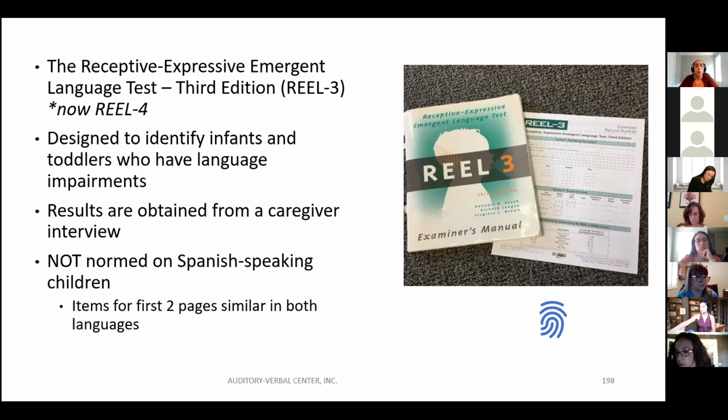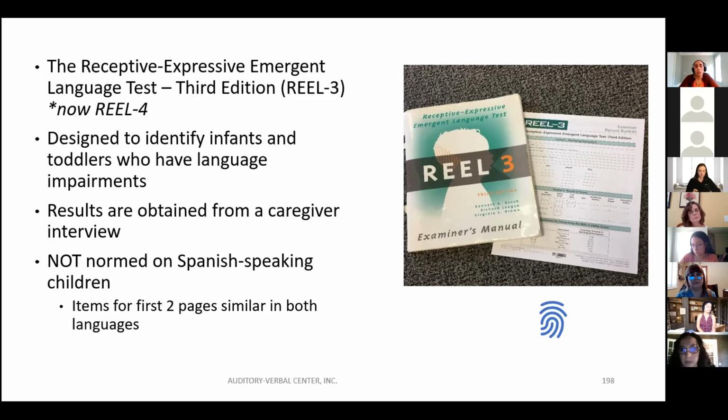So I really wish that we had the REEL available in Spanish. I've actually talked with a colleague, a friend of mine, Aliat Albano, about how we need to make an adaptation. But right now it's not available. It's available only in English. And actually we have the REEL-3 at our clinic, but they just came out with the REEL-4, I think in August. It's parent report and clinical observations for really young children, designed to identify infants and toddlers with language delay or impairment.